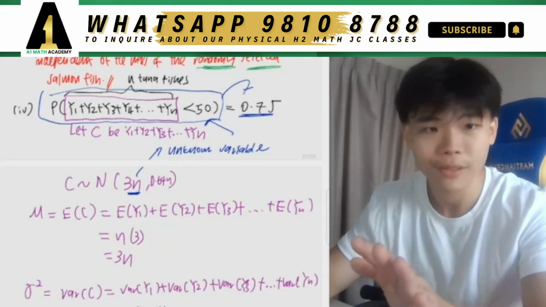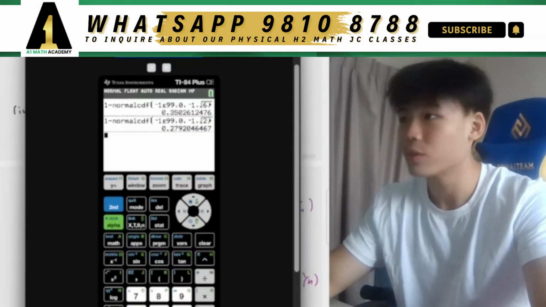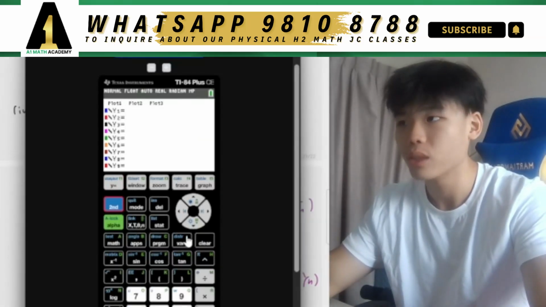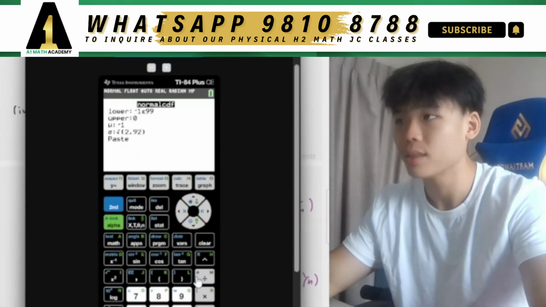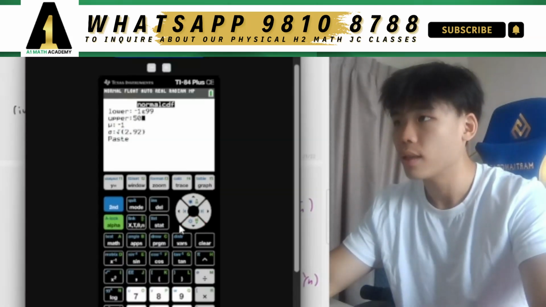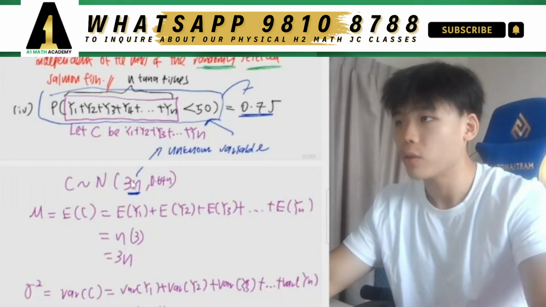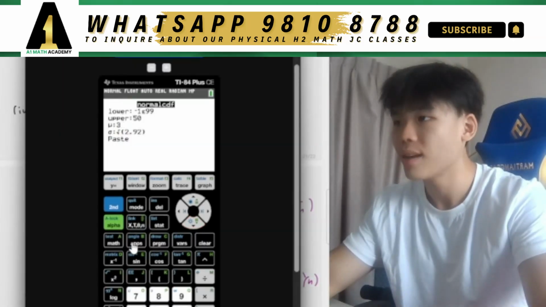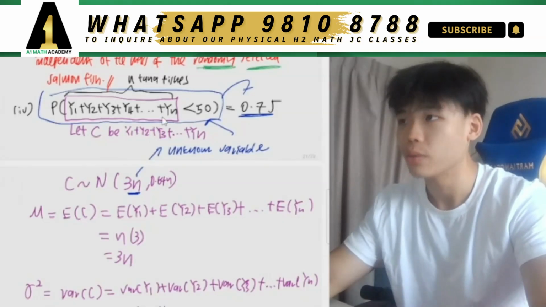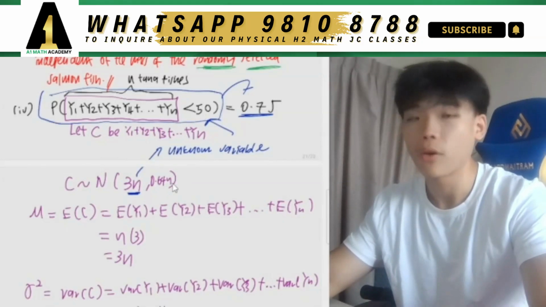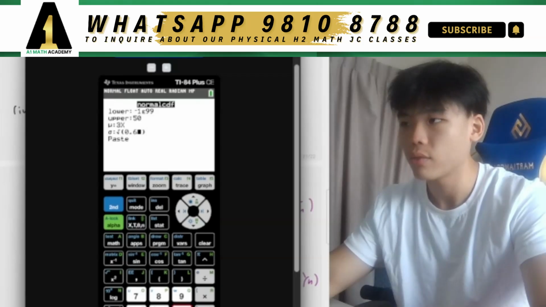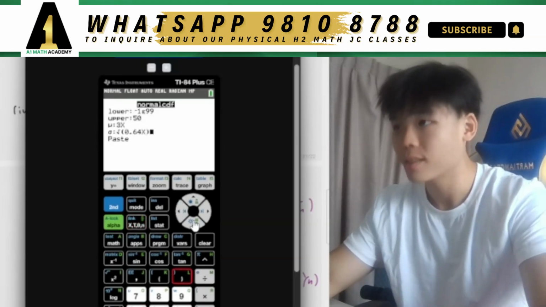It's all about graphs. Let me show you. So I'm just going to go to a graph. On this graph, I'm going to key in normal cdf, and then my upper value is 50. My mean value has a value of 3n, so I'm just going to put 3x over here. And then the standard deviation would be the square root of 0.64n, so I'm just going to put square root of 0.64x over here, and I'll close it and paste.